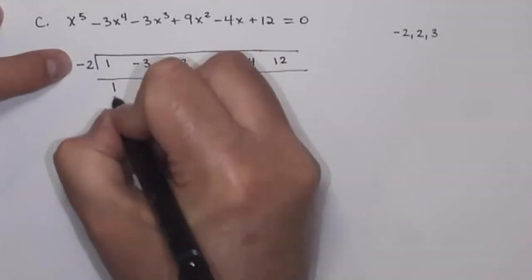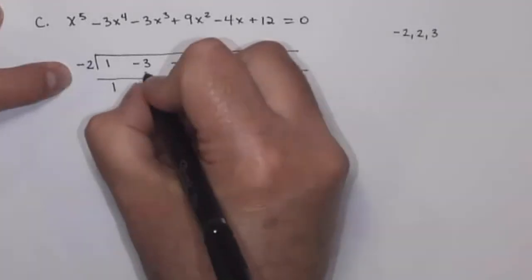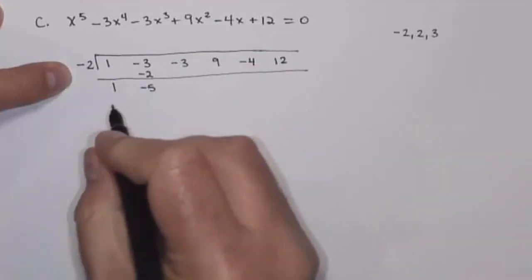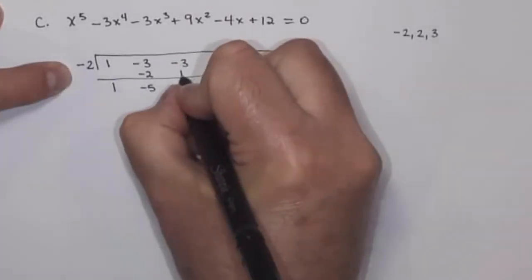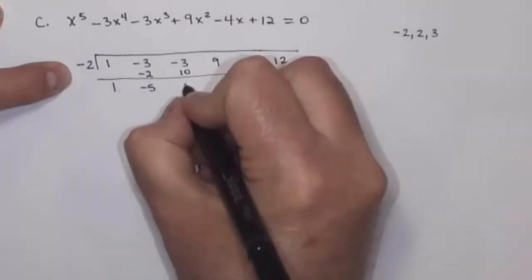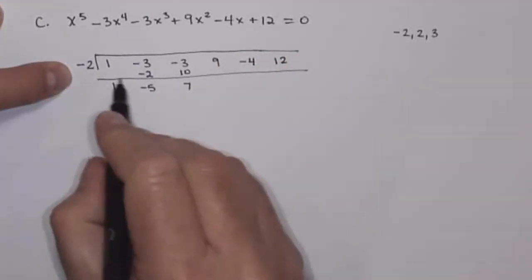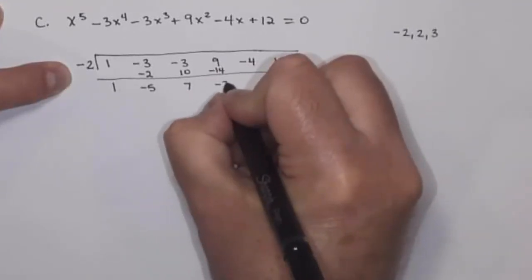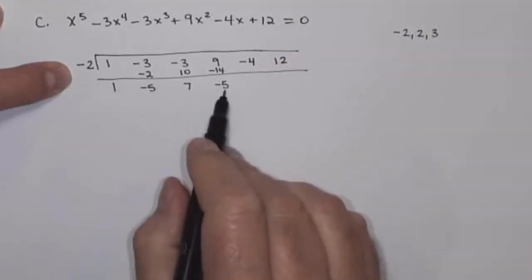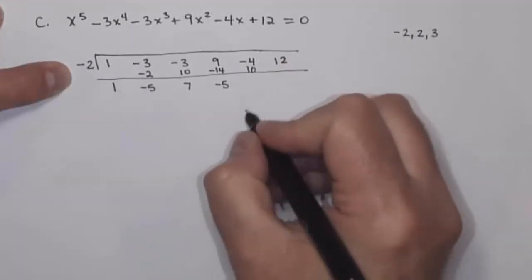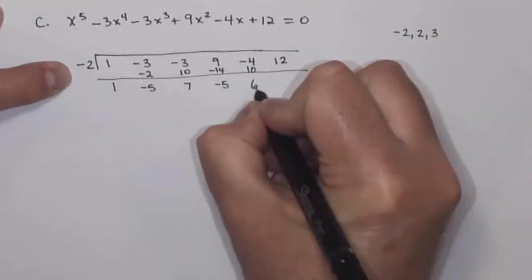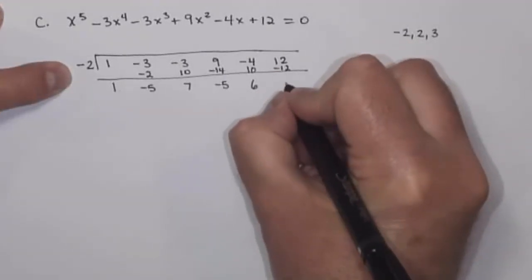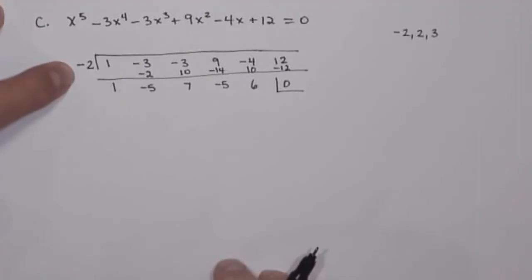Okay, so I'm going to drop down the 1. Negative 2 times 1 is negative 2. Negative 3 plus negative 2 is negative 5. Negative 2 times negative 5 is positive 10. Negative 3 plus 10 is 7. Negative 2 times 7 is negative 14. 9 plus negative 14 is negative 5. Negative 2 times negative 5 is positive 10. Negative 4 plus 10 is 6. Negative 2 times 6 is negative 12. And 12 plus negative 12 is 0.